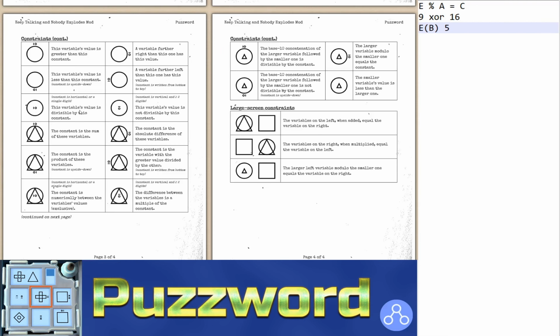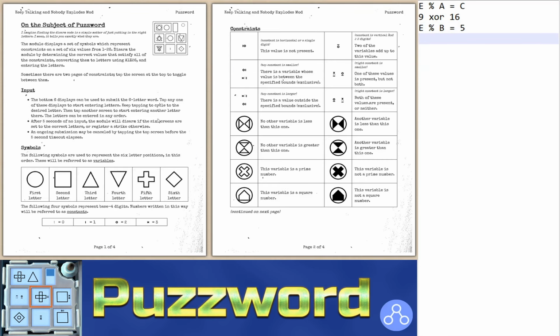Well, it's two symbols superimposed, but one of them is smaller. So it's not this one, it's this one. The larger variable, which in this case would be echo, modulo the smaller one, so modulo bravo, equals the constant. So that is equal to 5. By the way, this instantly tells you that bravo has to be greater than 5. Right? Because if bravo was 5 or less, then this value would be smaller than 5.